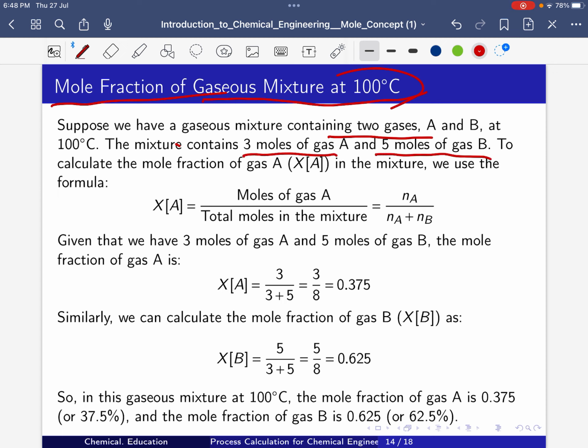Similarly, xA is moles of gas A divided by total moles of the mixture, so nA divided by nA plus nB. So 3 divided by 3 plus 5, which is 3 by 8, 0.375. Similarly xB is 5 divided by 3 plus 5, so 0.625. So again xA plus xB will be 1. So xA will be 37.5% and B will be 62.5%. We can convert mole fraction to percent.